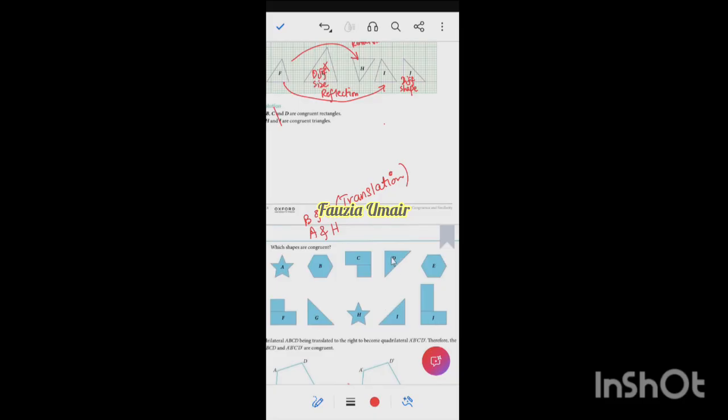What about this D? Ma'am, F and C. D is congruent to G. Ma'am, F is congruent to C. Very good. So F and C are congruent. Now they are not the symmetric shapes. So can you tell me what is the movement? How they are congruent? Like out of the three movements we know, इसमें क्या हो रहा है? Ma'am, rotation. We can say rotation.